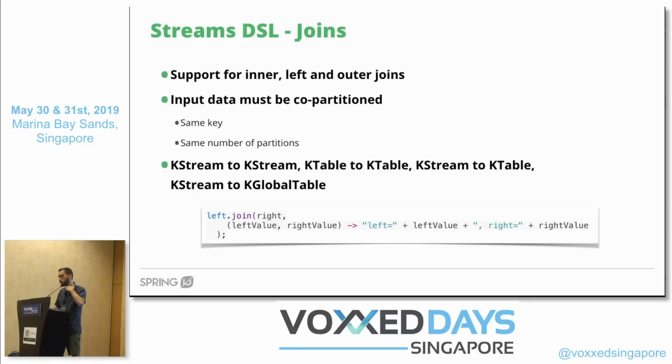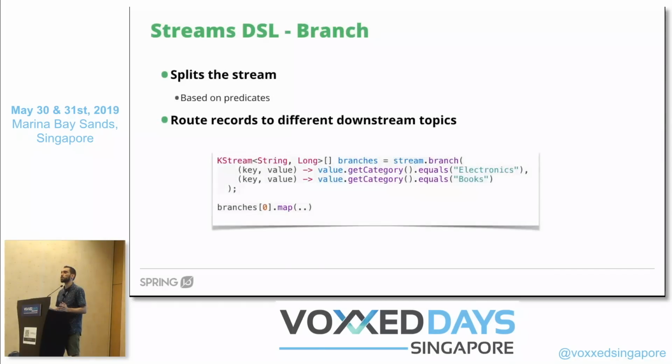When you join, you join one stream to another one, and then you provide something called the joiner, a method that will join both streams. We're going to see that as well in a second.